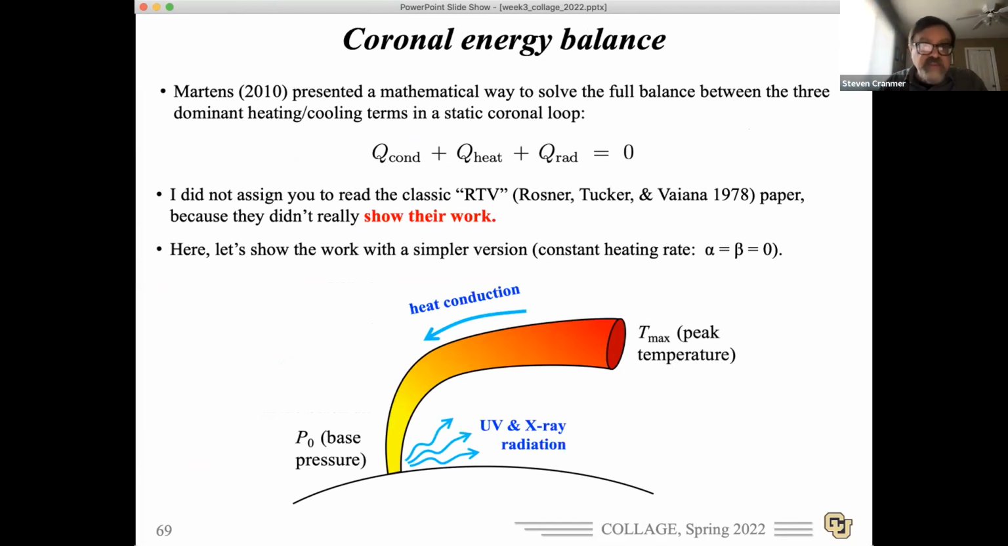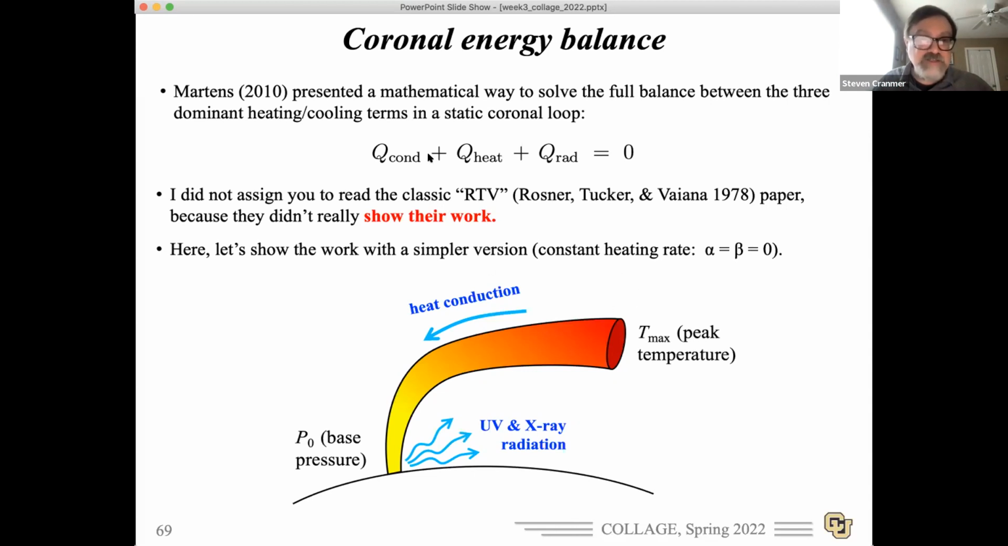Yeah, so I guess the Martens model and the RTV model is really confronting head-on the idea that these three heating and cooling terms all have to be there in this equation. I assigned you to read Martens and not RTV because the RTV paper, even though it was a classic, didn't really explain what they were doing very clearly. Maybe Martens goes to the other extreme of explaining too much, but I still think it's better to have the explanation there rather than not having it at all. That's, I think, even more frustrating.